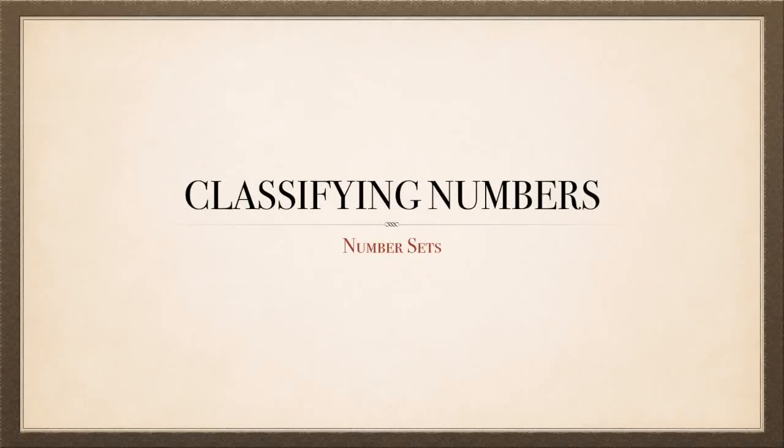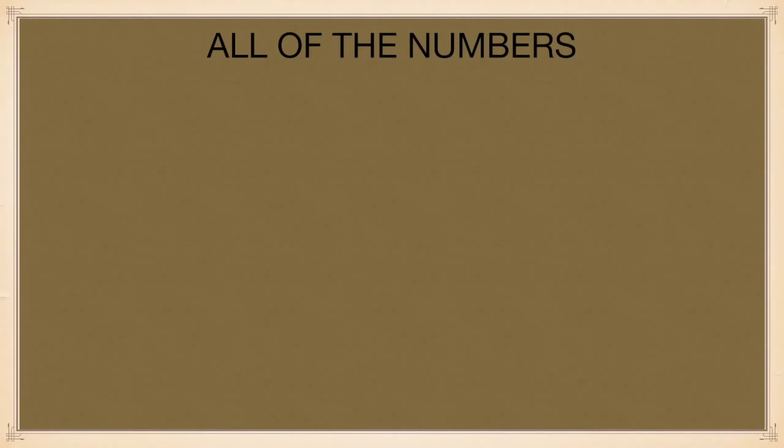Let's take a look at classifying numbers based on their properties and what type of number they are into the various number sets. We'll start with every number you can think of. So if you just started to write down numbers randomly, they would fall into this group. These are all the numbers.